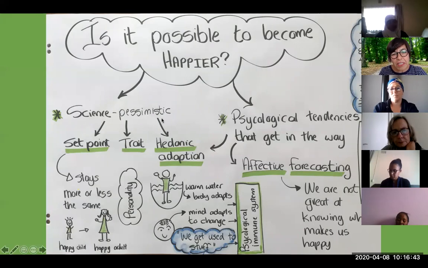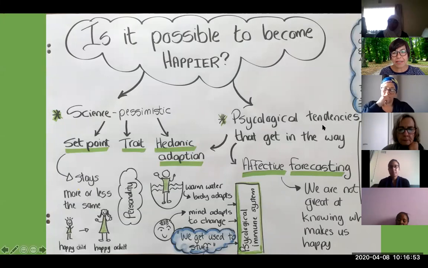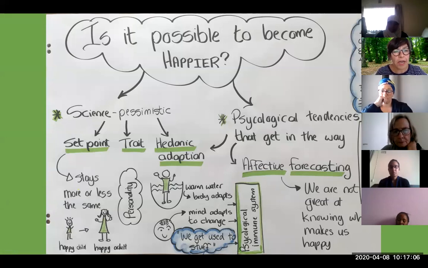So that's from a science point of view, sort of three things that's not that positive in terms of how much we can actually adjust and become more happy. There's also these two psychological tendencies that gets in our way. So I've talked about the hedonic adaptation. So we get used to stuff, doesn't matter how amazing it is. If you do it for long enough, it doesn't really make you happy anymore.